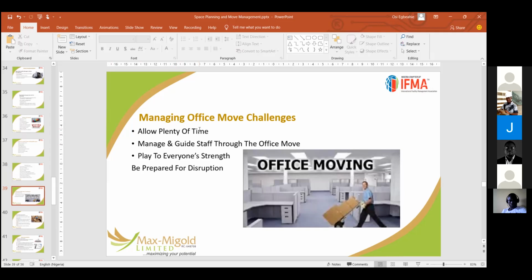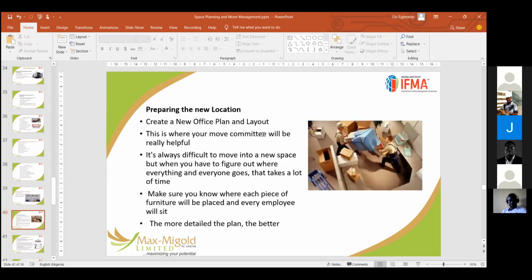If there's a new office available, organize tours, take them there. Play to everyone's strength. Be prepared for disruptions. It's very important. Preparing the new location: create a new office plan and layout. That will be done by the space architect.